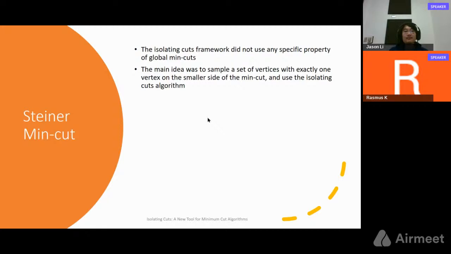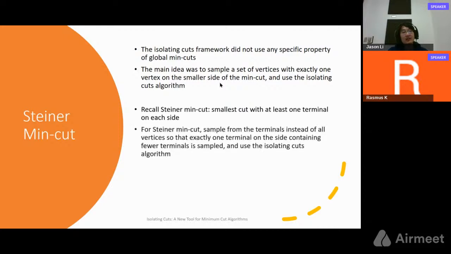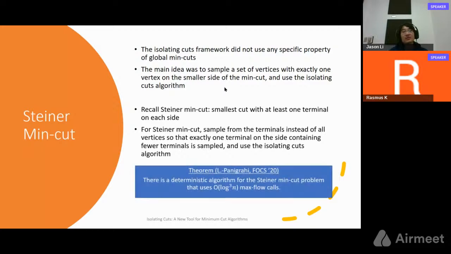So once again, the main idea for global min cut was to sample a set of vertices where we want exactly one vertex on the smaller side of the min cut, and then use isolating cuts. Well, Steiner min cut is essentially the same problem, except we can just start with a set of terminals and do the same sampling. And once again, with high probability, one of the samples will have exactly one vertex sampled in the Steiner min cut. So we can run the same algorithm to solve Steiner min cut. So here is the concrete theorem that we show. We show that we can solve not just global min cut, but Steiner min cut.